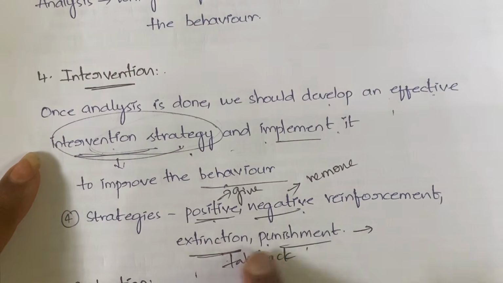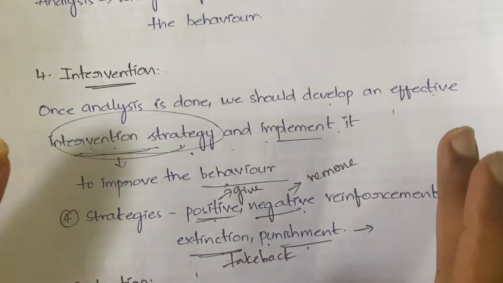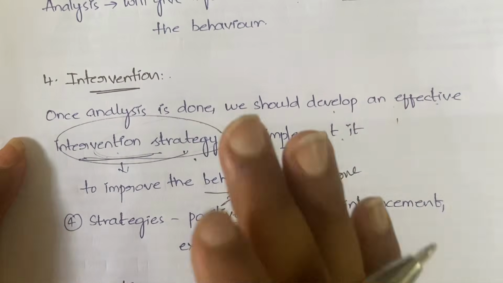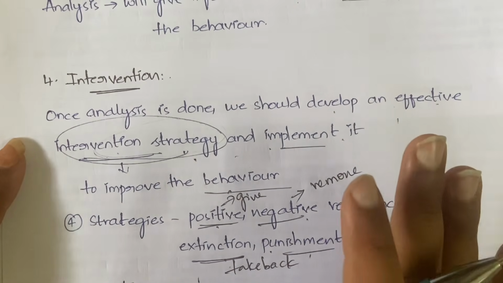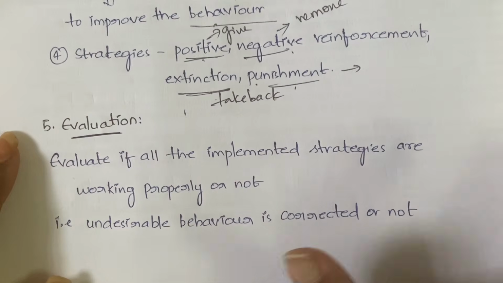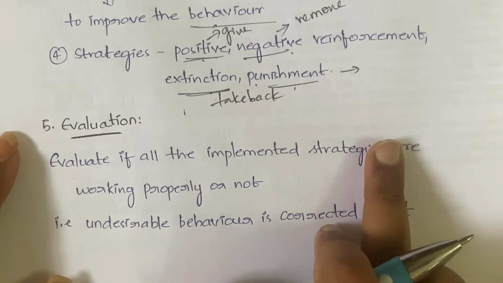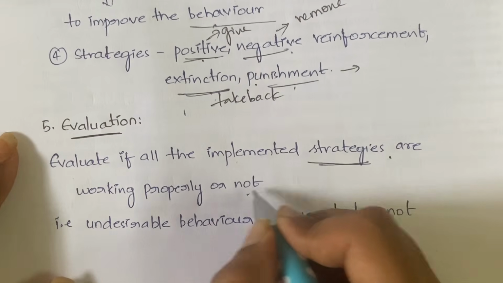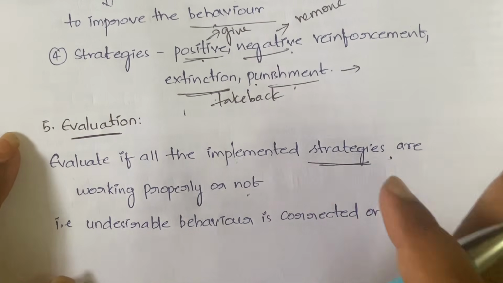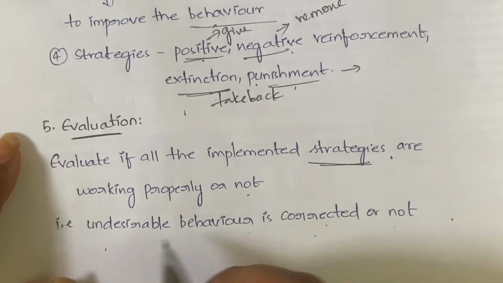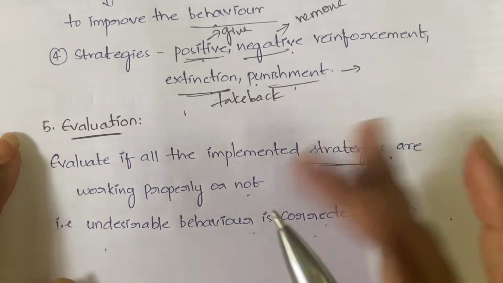You can pick any one of these strategies according to your scenario, and implement it to change the behavior. Okay, next, the 5th step is evaluation, the last step. In evaluation, you evaluate whether all the implemented strategies are working properly or not. That means whether the undesirable behavior is corrected or not.